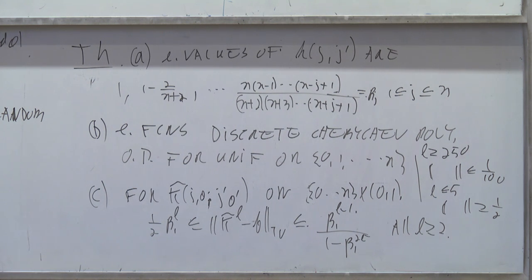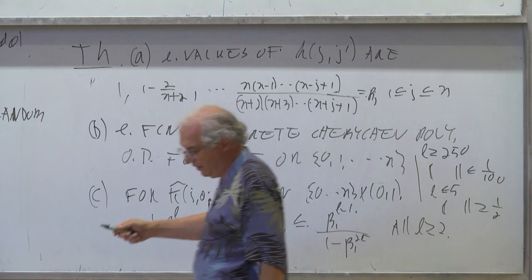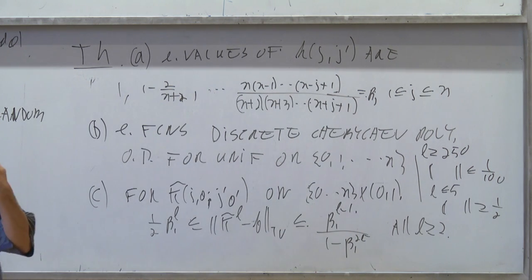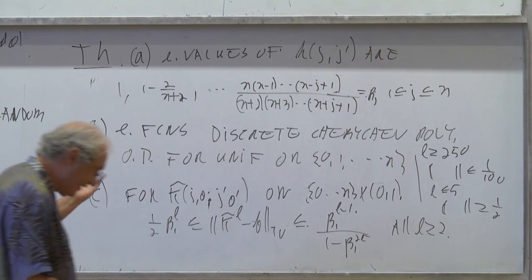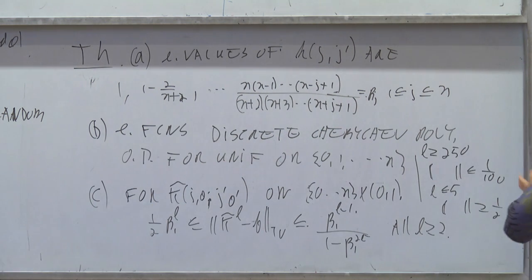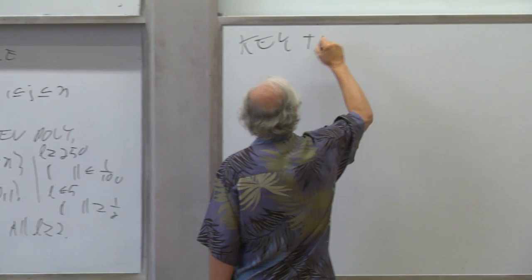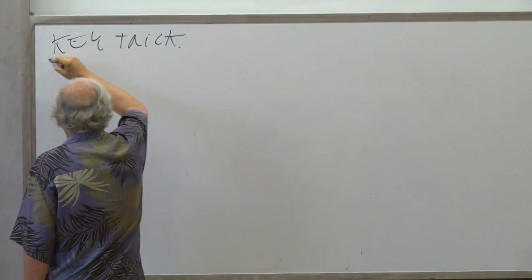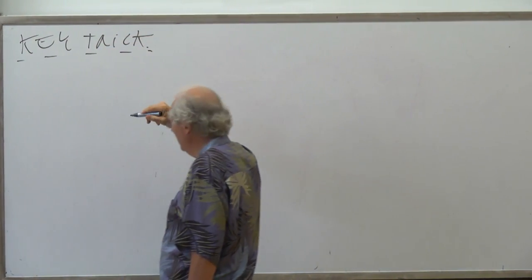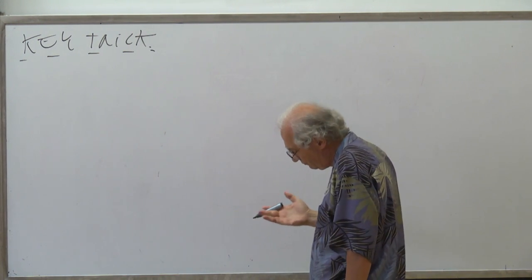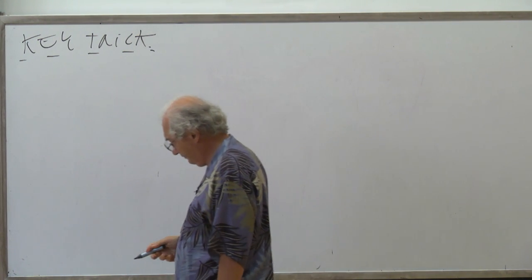And the trick that made this possible works enough so that it's worth explaining to you why did this happen? When does it happen? How can I see if it's happening in a chain that I care about? So let me tell you this trick. So the key trick, I'll just explain it to you.